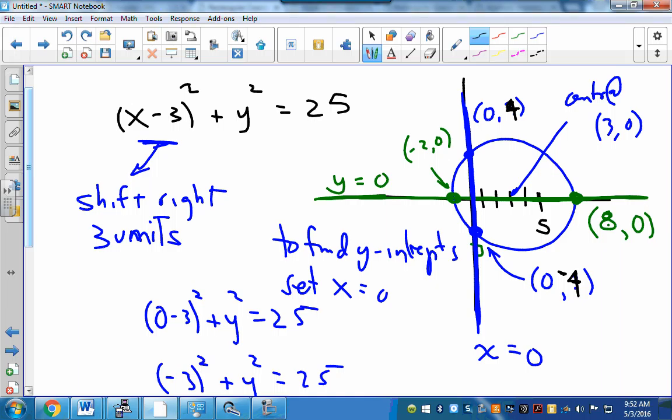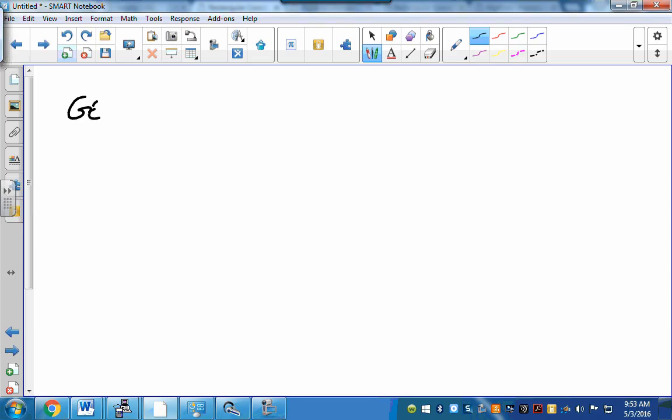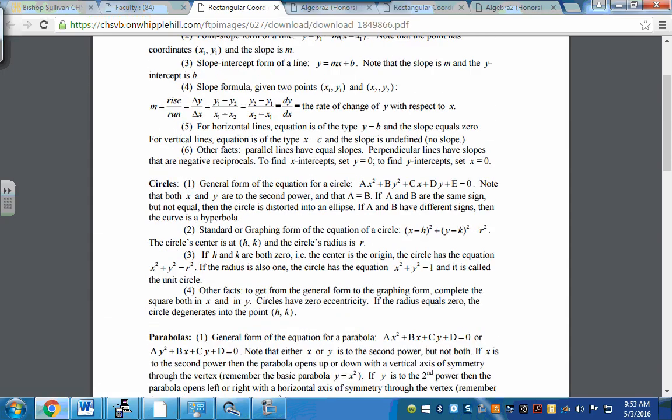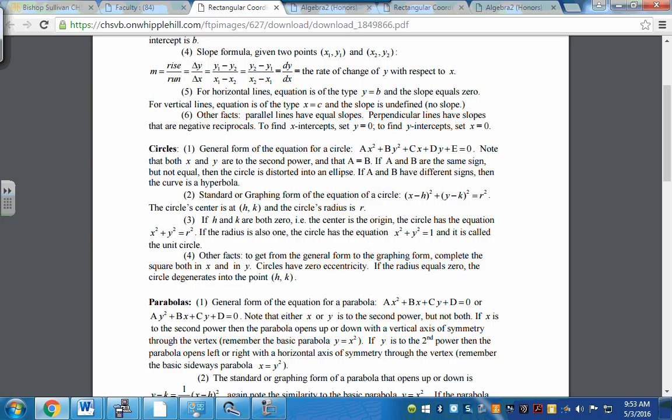Okay? Now, I've got one other idea here. Sometimes you will not have the equation of the circle in the graphing form. You'll have it in what's called the general form. So this is on your handout. Again, you can go right here, the general form for a circle. Let me just point that out to you right here. The general form of a circle is ax squared plus by squared plus cx plus dy plus e equals 0. Okay, so I'm going to give you an equation like that. For circles, a and b have to be the same. They have to be the same number.